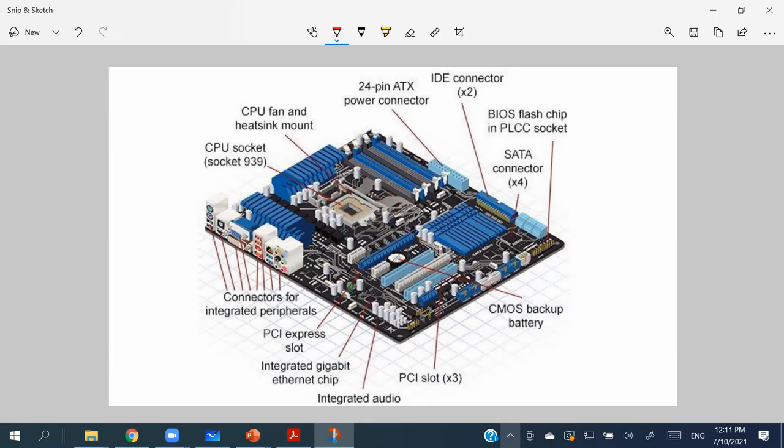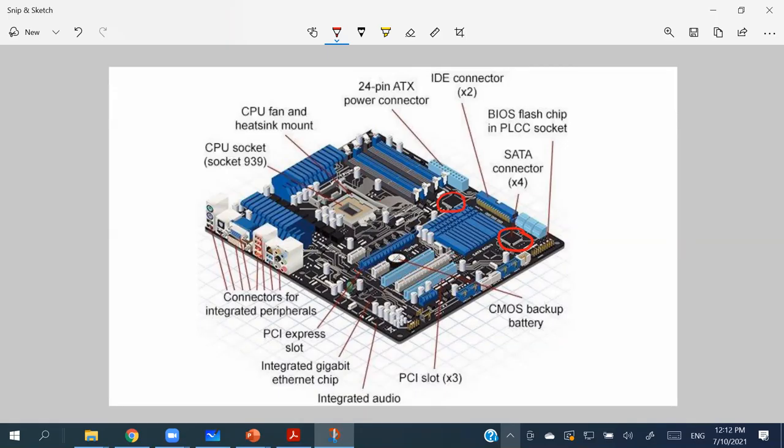And other than that, there are some onboard chips, which are called chipsets. These chips contain the basic instructions for the computer when it is booting. The details that take place when you switch on the machine are in one of these chips. We call those BIOS chips.